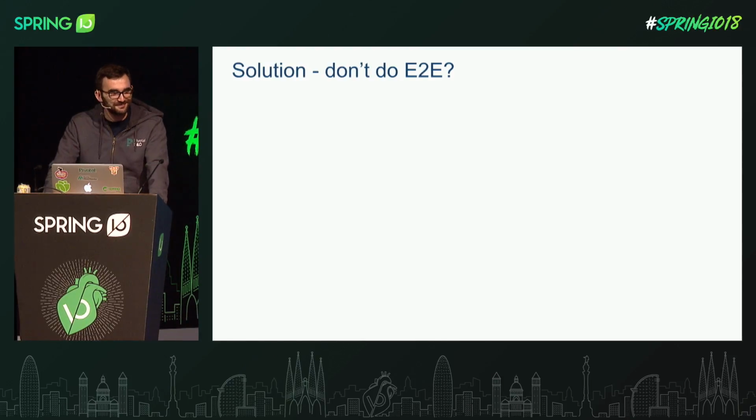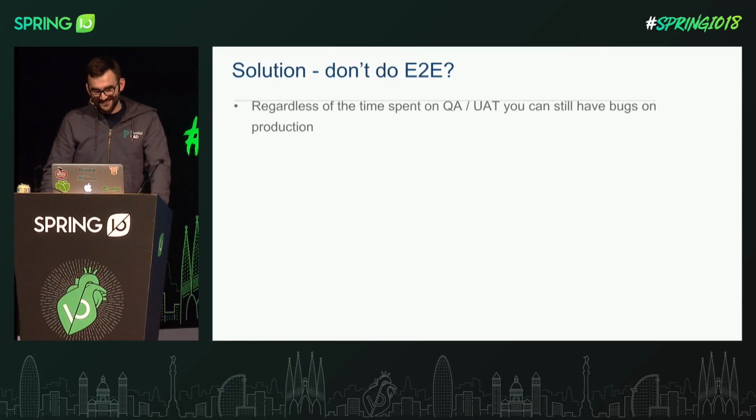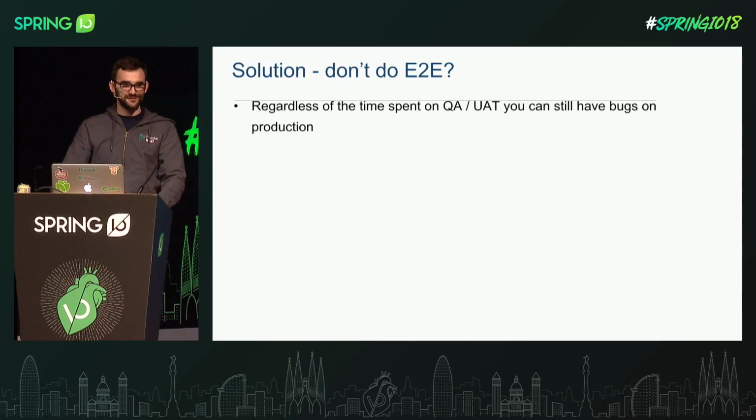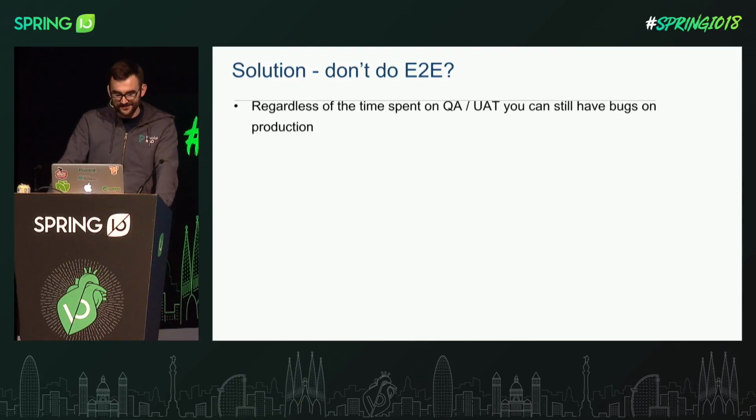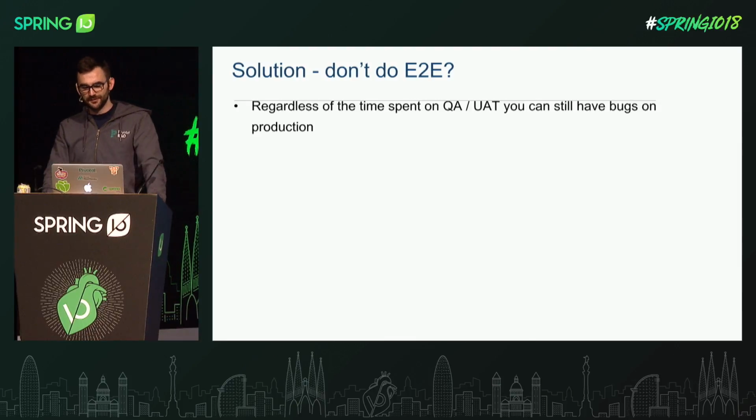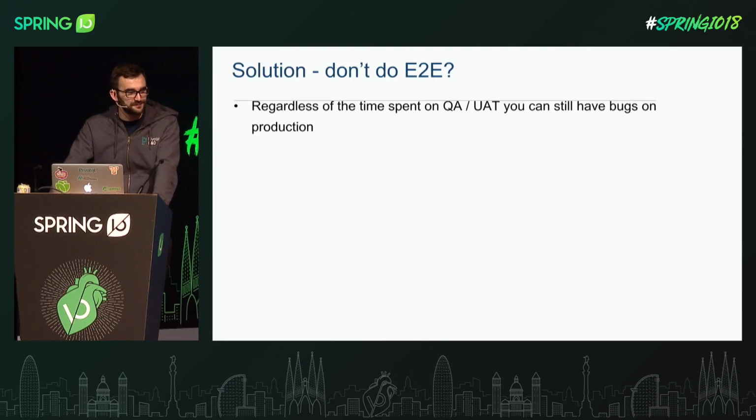So, the problem was end-to-end tests. So the solution, maybe let's not do them. It's not that easy and it's not that obvious, but let's try to have this sort of a thesis. Why could you consider not doing end-to-end tests? Because regardless of the time you spend on QA or UATs, you can still have bugs on production.